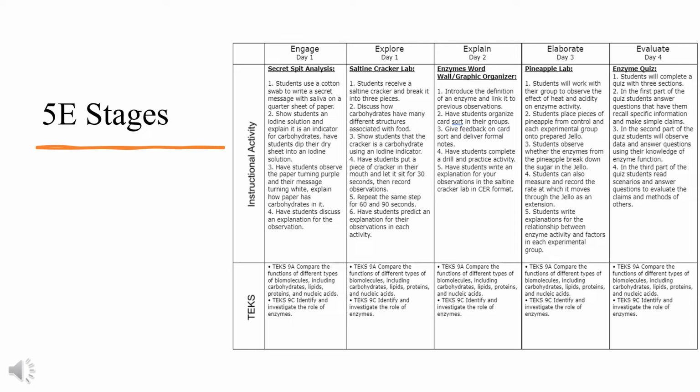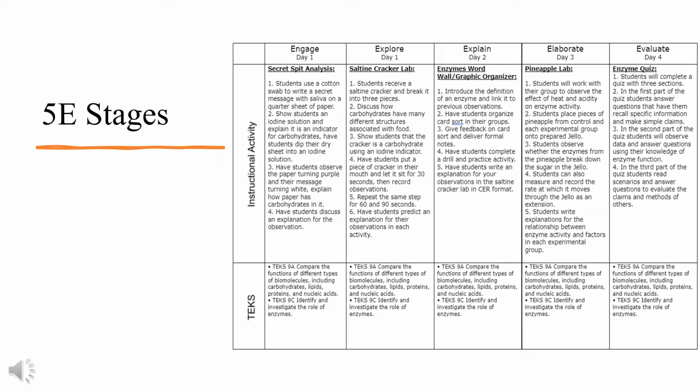During this activity, students are going to use a cotton swab to write a secret message with saliva on a quarter sheet of paper, and then we'll show students an iodine solution, explain that it's an indicator or shows the presence of carbohydrates, and they'll dip their sheet of paper into an iodine solution.